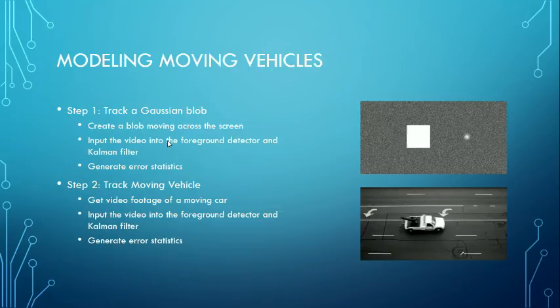If you look at the image on the top right, you'll see a white rectangle and then a blob off to the right. That's what the Gaussian blob looks like. I'll explain why the white rectangle is there later.